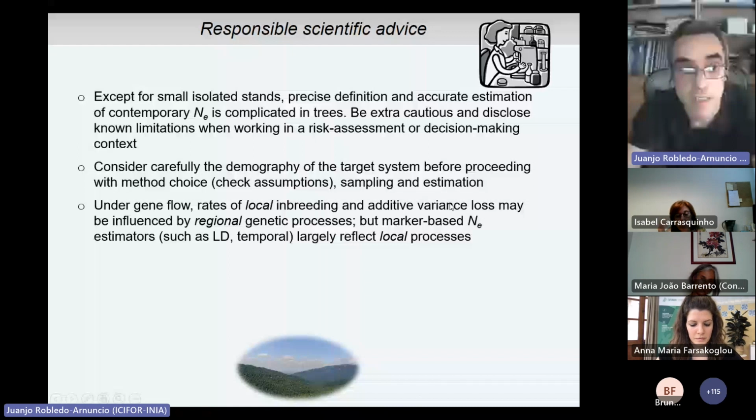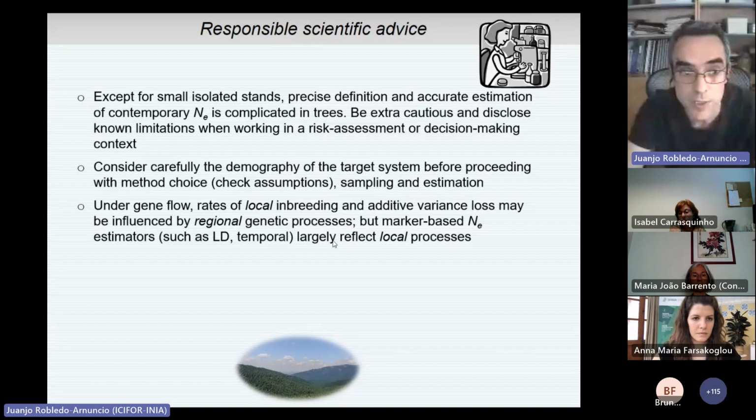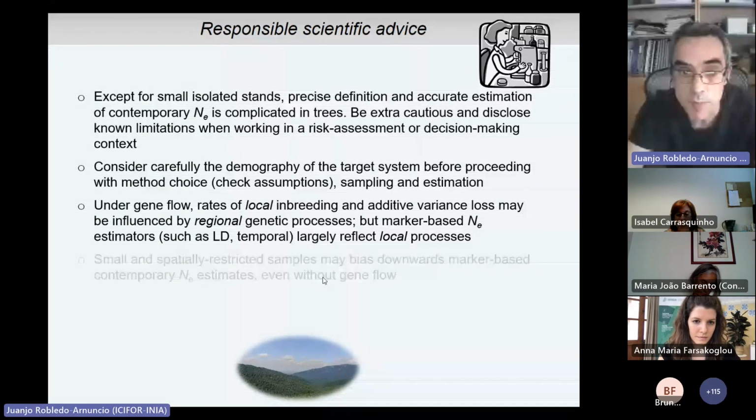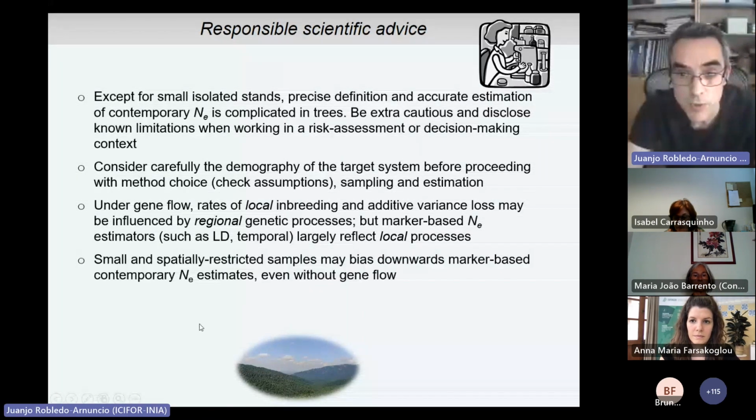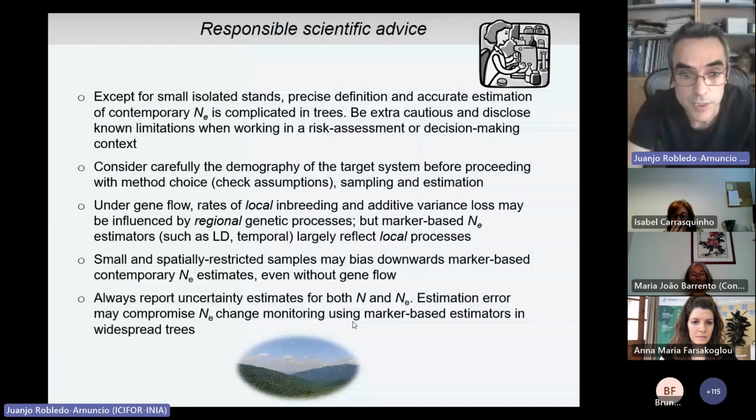Remember that under gene flow, the rates of local inbreeding and additive variance loss may be influenced by regional genetic processes. But on the other hand, marker-based NE estimators, such as the LD or temporal estimators, largely reflect local processes. Small and spatially restricted samples may bias downwards marker-based contemporary NE estimates, even without gene flow. And always report uncertainty estimates for both N and NE.